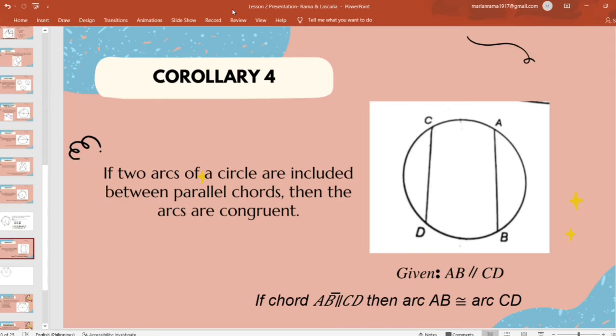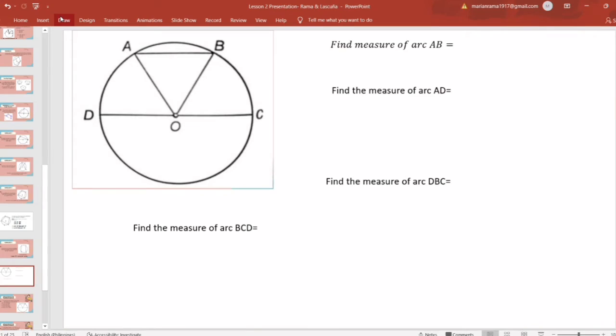Next, we have Corollary 4. If two arcs of a circle are included between parallel chords, then the arcs are congruent. So if our chords AB and CD are parallel, then their arcs are also congruent. At this point, let's have an example.